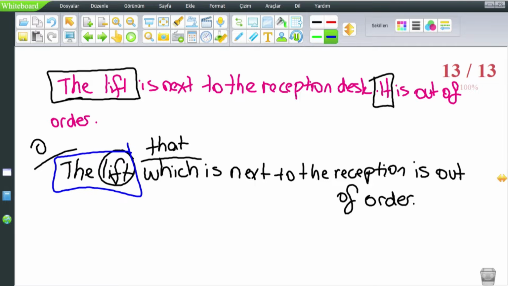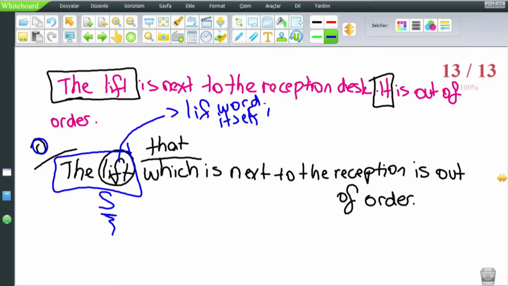My subject, by the way, don't confuse this. When I said that the lift is an object, I'm not talking about the subject of the sentence. I'm talking about the word lift itself being an object, not the object of the sentence. That or which is next to the reception is out of order. What I'm actually trying to give information about using this sentence is that the lift is out of order.